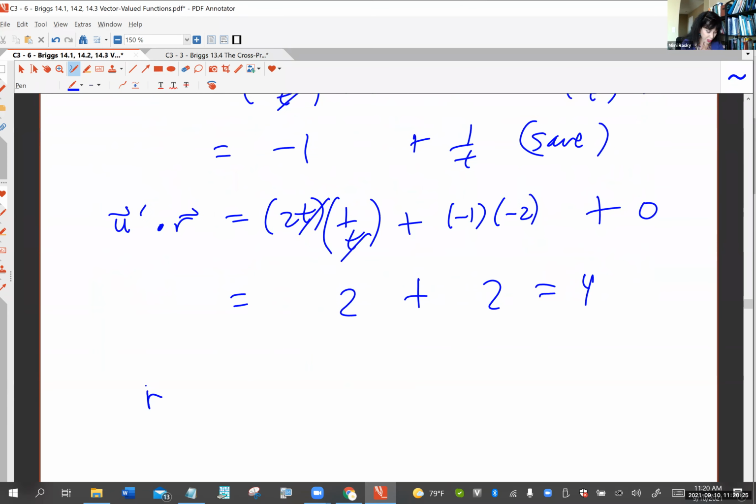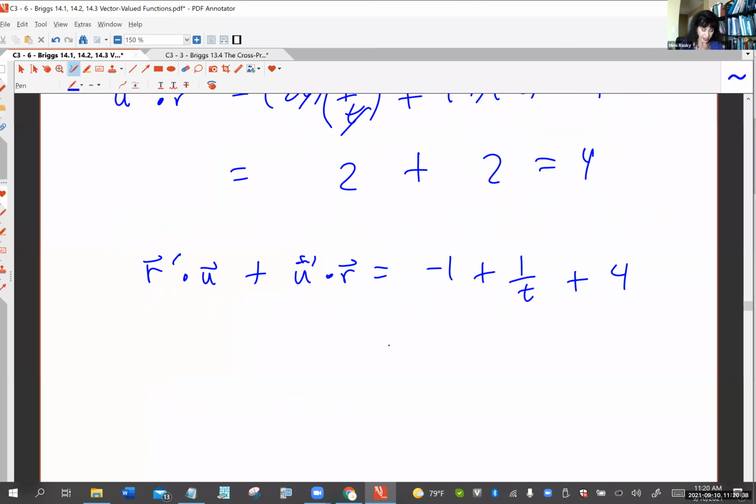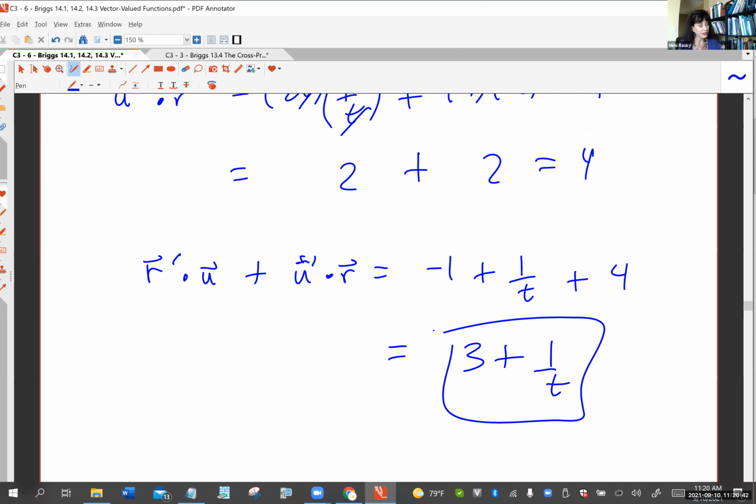Then when I go r prime dot product with u plus u prime dot product with r, I'm going to get negative 1 plus 1 over t plus 4. And then I can clean this up a little bit to get 3 plus 1 over t. And there's your final answer, and we're done. Little application there. Okay. Let's integrate.